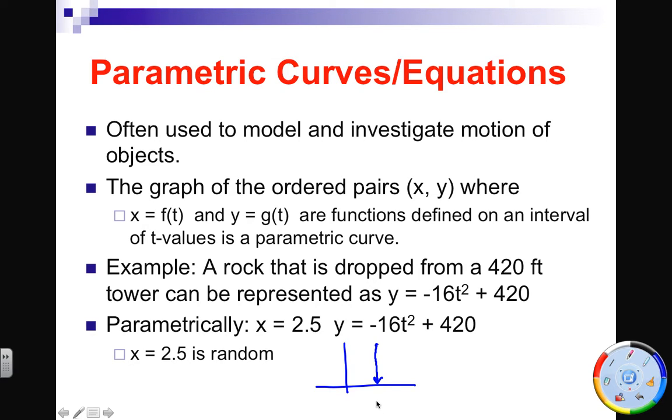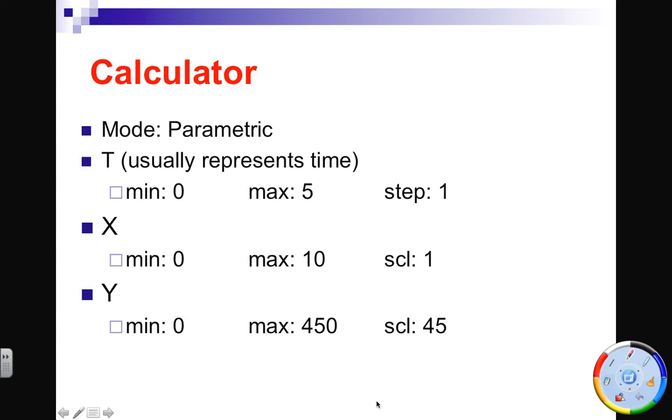The thing is, you're going to have to change some stuff. So here's what I want you guys to do. If you have it handy, or if you don't, write this down so you can do it in class with one of my calculators and just practice this concept. We're obviously going to change the mode to parametric. That's down by function, polar, parametric, and sequence, I think it is.